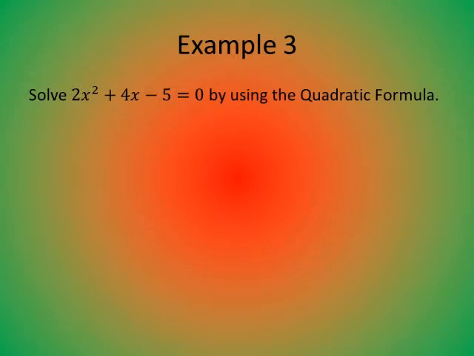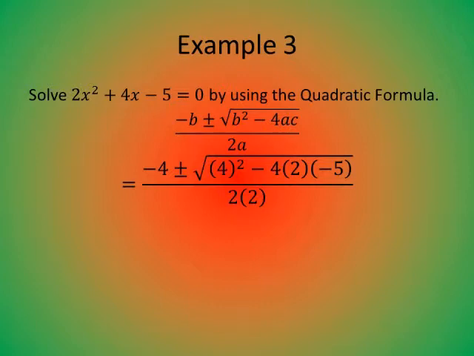Looking at this next example, 2x squared plus 4x minus 5 equals 0. This problem has an a value, so that's a little different than the last one. It's already set equal to 0. So let's go ahead and plug into the quadratic formula. Again, these are all pretty much just plug and chug. Once you identify a, b, and c, you're just plugging into the quadratic formula.